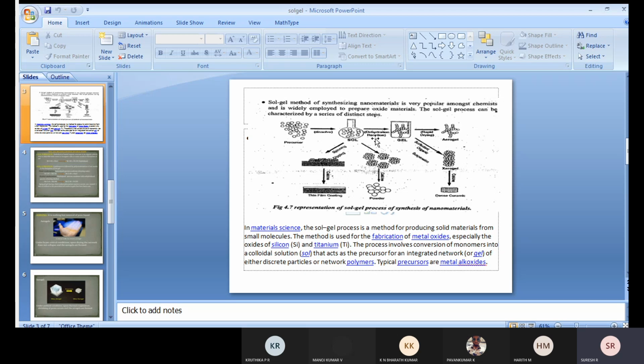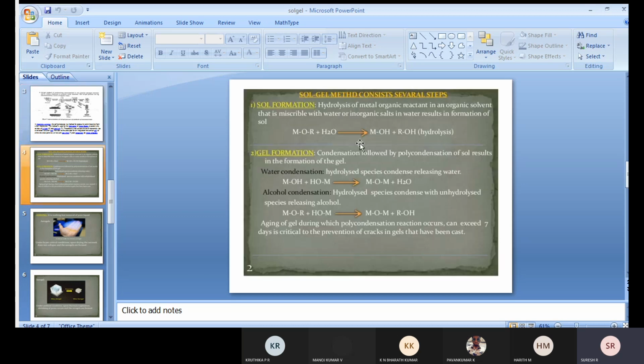Once it has been dehydrated, if you want to remove the water content from that, once the dehydration reaction has finished, you are going to get only the gel. If you dry it, you are going to get the aerogel. That is one of the nanomaterials. So let us see the step-by-step process. This is the first step, the second step, and the third step.